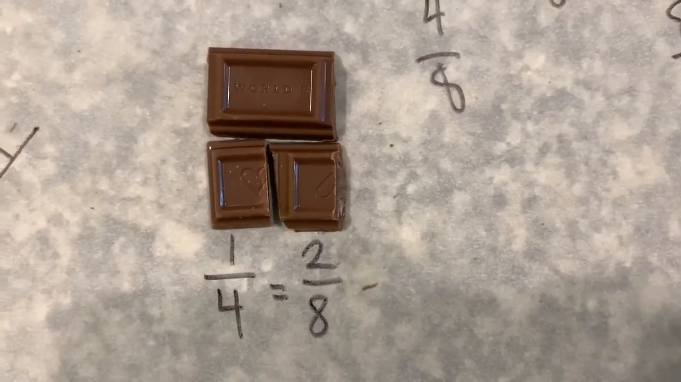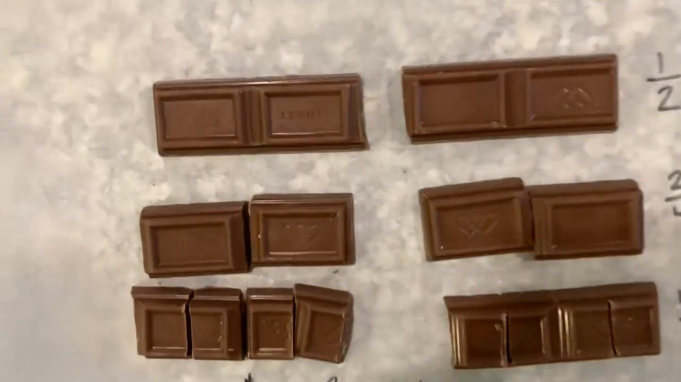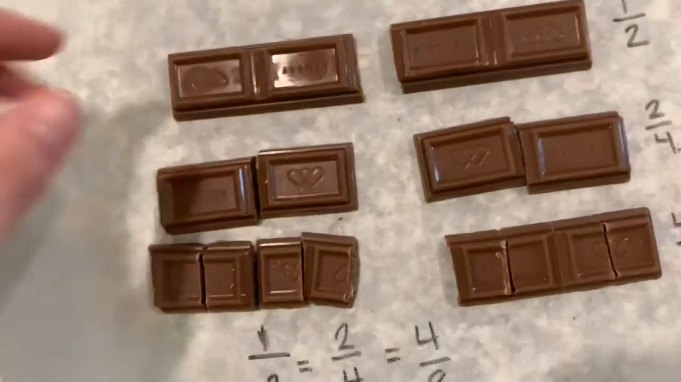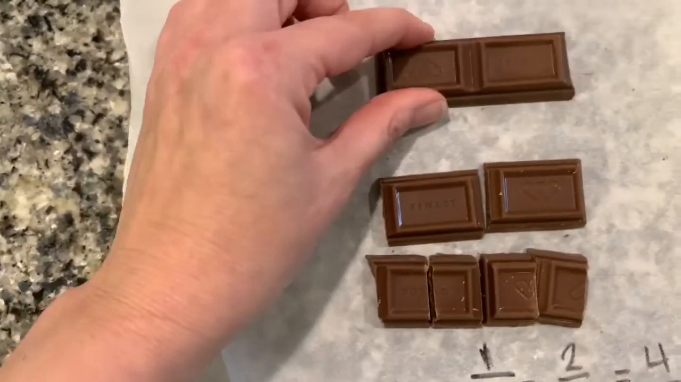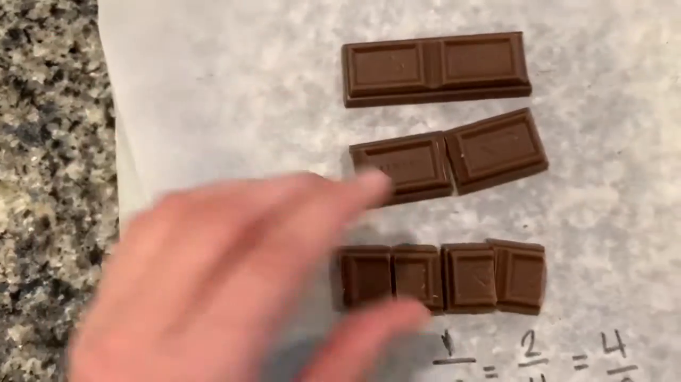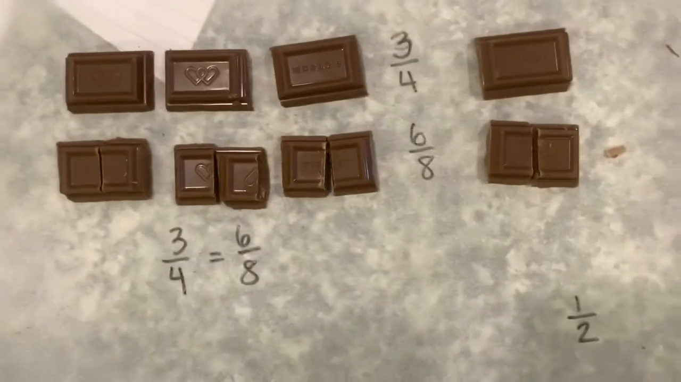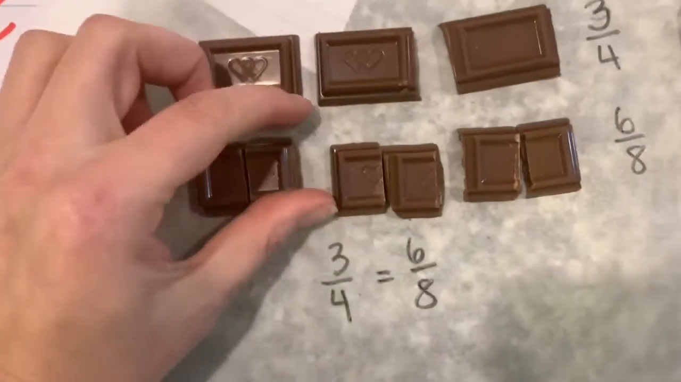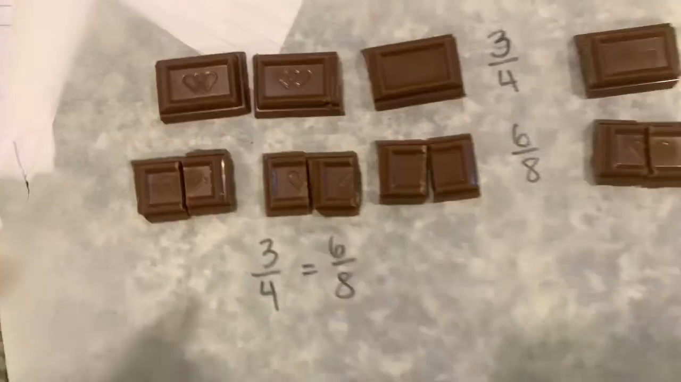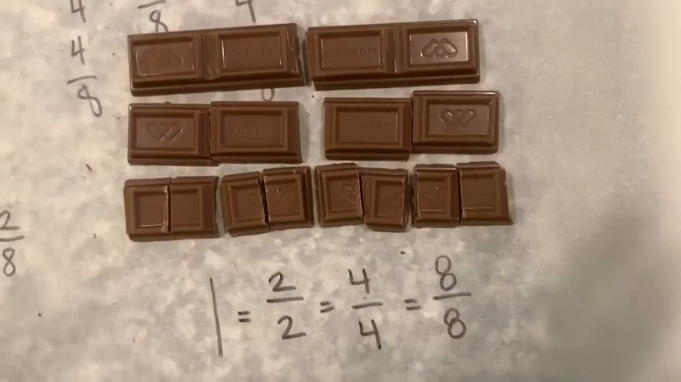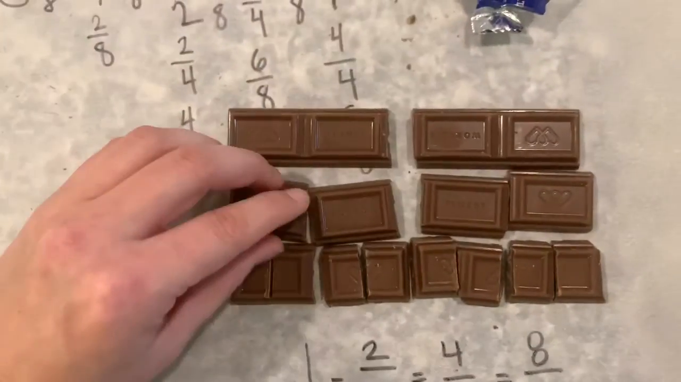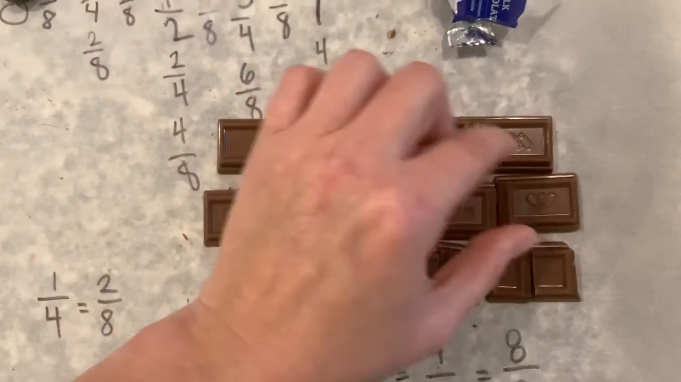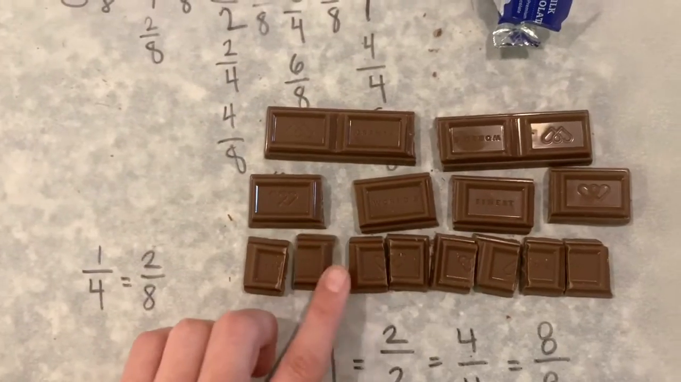1/4 equals 2/8. Here shows how 1/2 of the bar is equal. So here's our half. Let's move this way. So here's half. Here's 2 out of the 4. And we can see how 3/4 is equivalent to 6/8. 2, 4, 6 out of 8. Now we can look at how 1 whole is equivalent to 2 halves, 4/4, and 8/8. Now it's time to eat the chocolate bar.